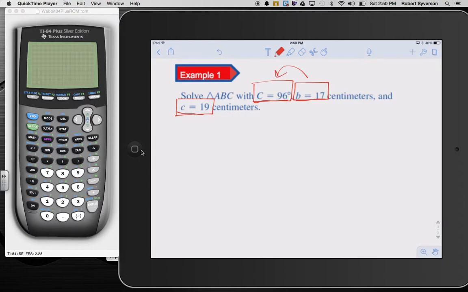So I don't know if this is going to make a triangle, so when I draw these, I usually like to make them first off not as a triangle. I'm going to set them up looking like this, not as a completed triangle. I've got a ray here at the bottom going off to the right, and then I've got my angle, and this time it's C, which is 96 degrees. My adjacent side B, which is 17, and then my opposite side C, which is then 19.